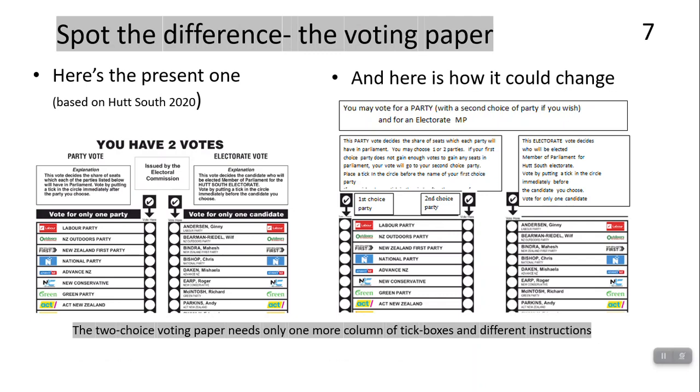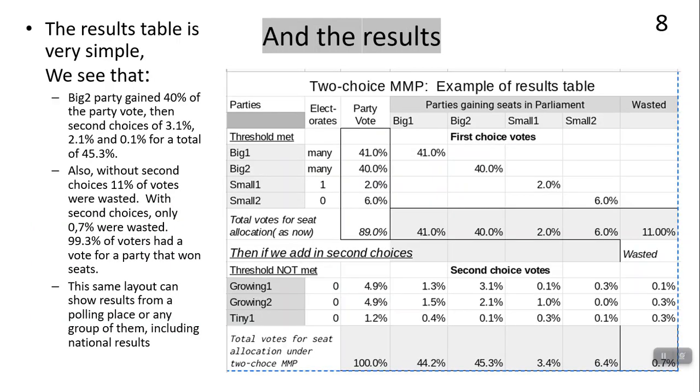So here's a little question of spot the difference. The existing voting paper, or the one that you would need for a second choice. Not much different between them really. You'll have spotted that for a second choice you need a second column of tick boxes for the party vote, and you need some slightly different instructions, but otherwise it's pretty much the same. And the results are all pretty simple.